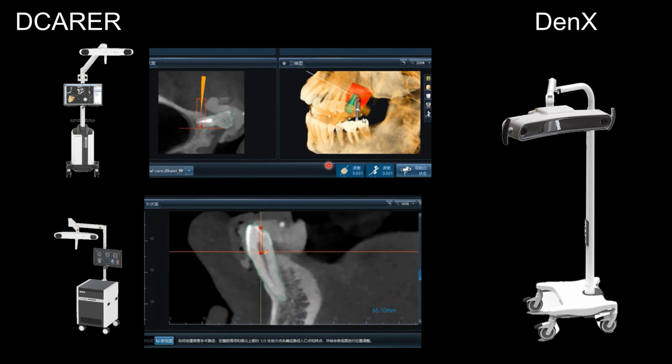And we can also buy this Stang X in Taiwan, and this DCARE is manufactured in China.